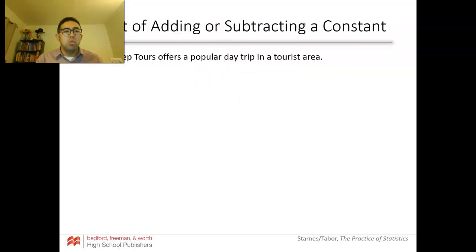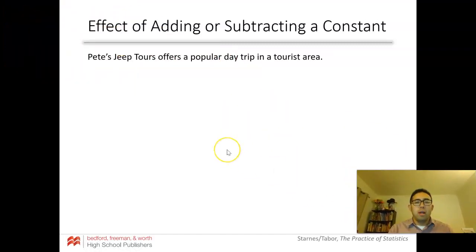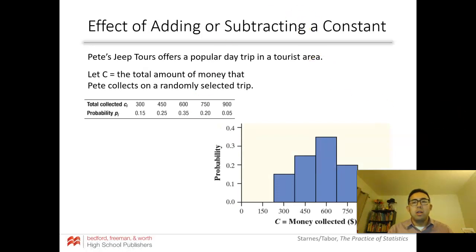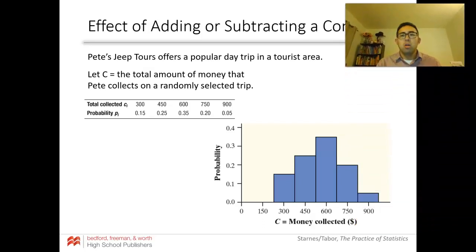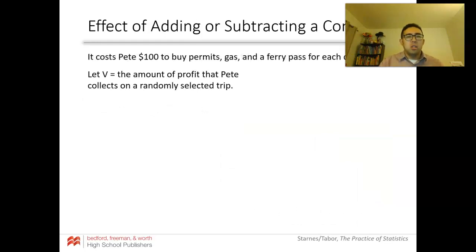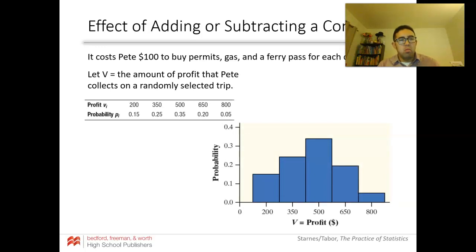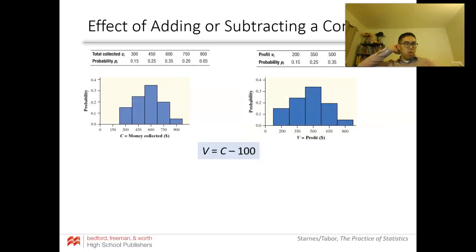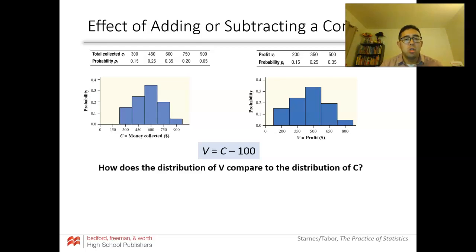So let's go back to Pete's Jeep Tours from the other day. If we look at the distribution, sorry, I'm going to move myself away so you can see. This was the distribution that we had, and we calculated the expected value the other day. But now we're going to add a wrinkle. Let's say it costs Pete $100 to buy permits, gas, and a ferry pass for each day trip. So that cuts into his profit. Instead of making 300 for two people, he actually only makes 200. And then he has to subtract 100 out of all of his profits.